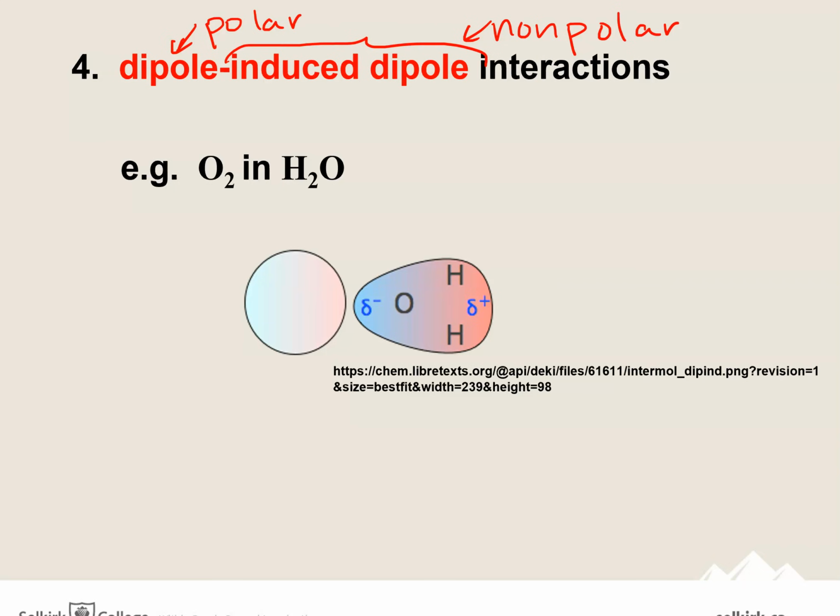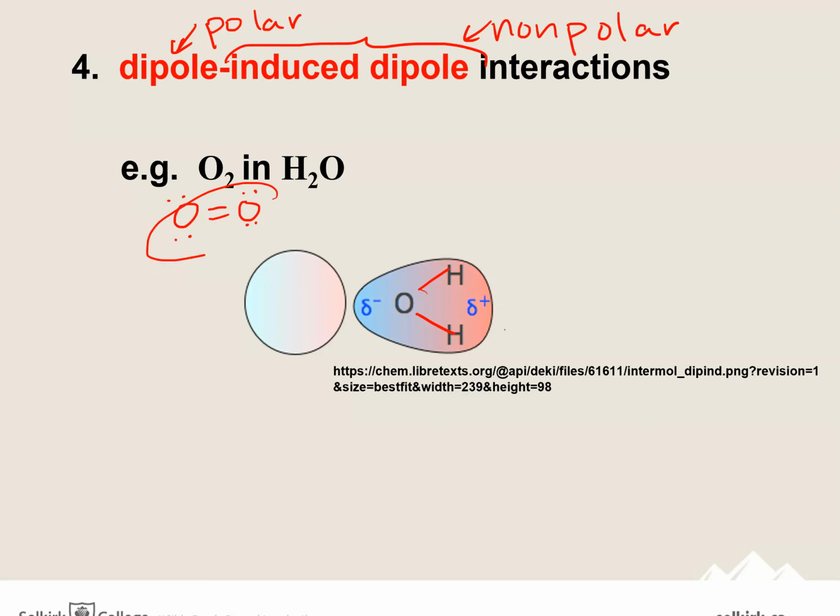And here comes my water molecule approaching an oxygen molecule that must be nonpolar. The two oxygen atoms must have the same electronegativities. That's not a polar bond. So how could something with a partial charge attract something with no charge? Well, it's not that there's no charge in the oxygen.